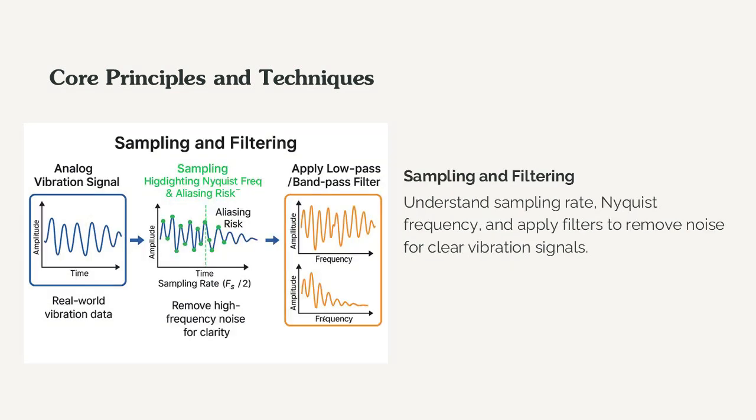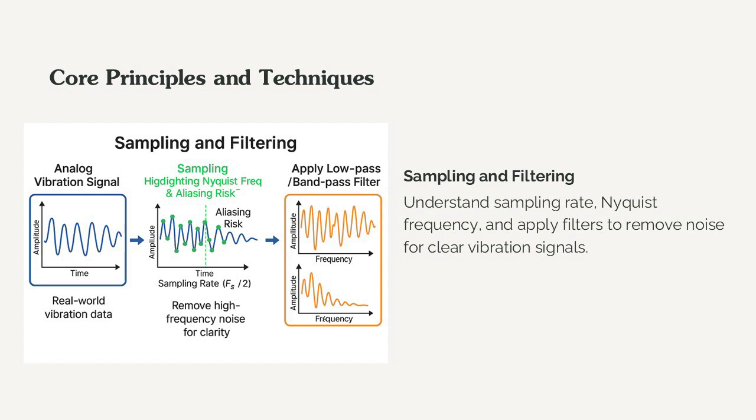Key principles include sampling rate, Nyquist frequency, and filtering to remove noise. Proper signal processing ensures accurate detection of fault signatures such as harmonics or sidebands. Analysts must understand how time domain signals translate into frequency spectra and how resolution impacts the clarity of fault identification.